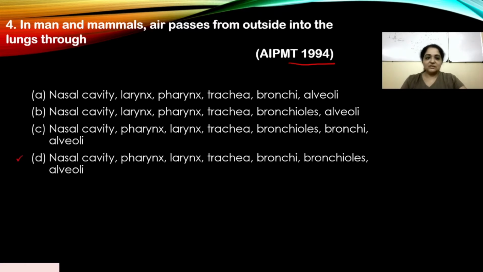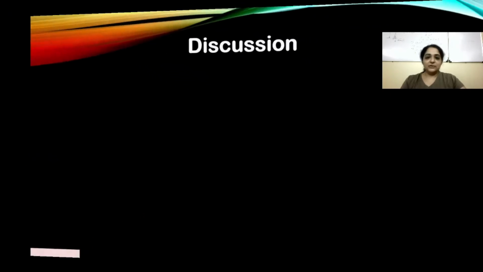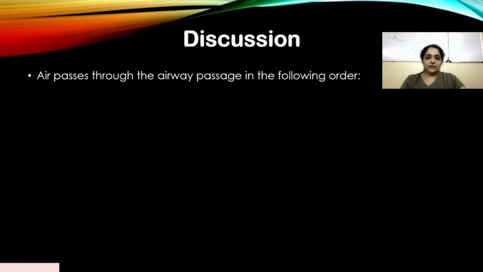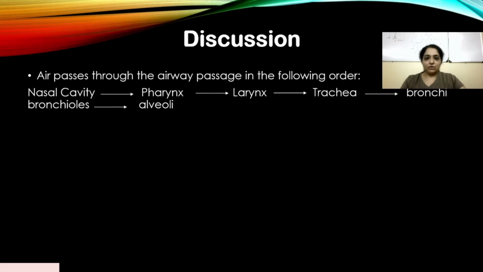This is factual based. If you know your theory, you will be able to answer this question very easily. You just need to remember the order in which the respiratory passageway exists in mammals. Air passes through the airway passage in the following order: nasal cavity, pharynx, larynx, trachea, bronchi, bronchioles, alveoli. If you don't remember this, please go back to your notes, because this is very important. This has appeared in the exam.